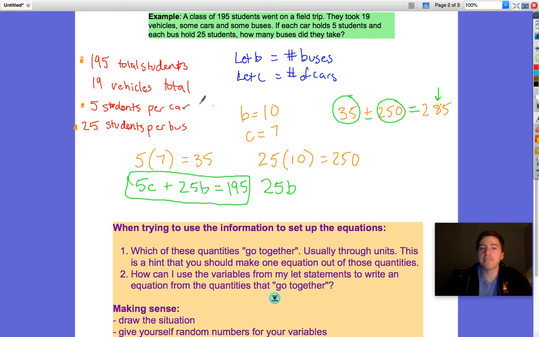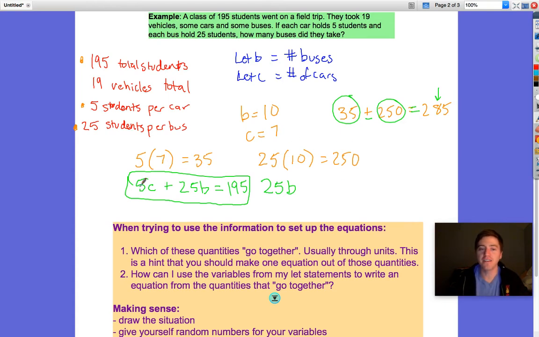And it just came out of saying, okay, I think these group together. How would I find the number of students if I have buses and cars? Using buses and cars, how do I get the total number of students? And, you know, I gave myself some numbers. I just tried to make sense of it.